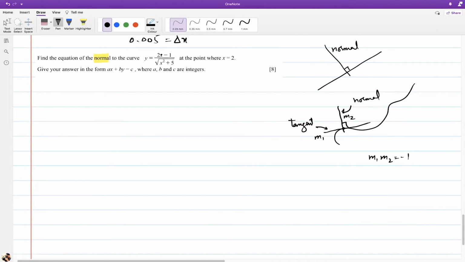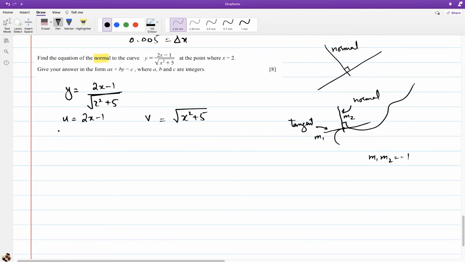So let's do it. हमारे पास ये फंक्शन है y is equal to 2x minus 1 over square root x squared plus 5. Looks a little complicated. So what I'm going to do is, I'm going to break it down. I'm going to say that, okay, I have two parts here. I have a u and I have a v. u is 2x minus 1 and v is square root x squared plus 5.